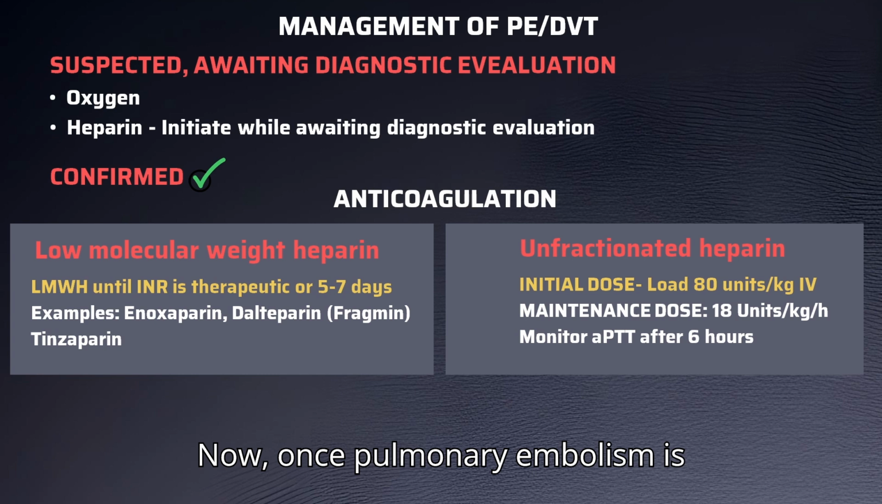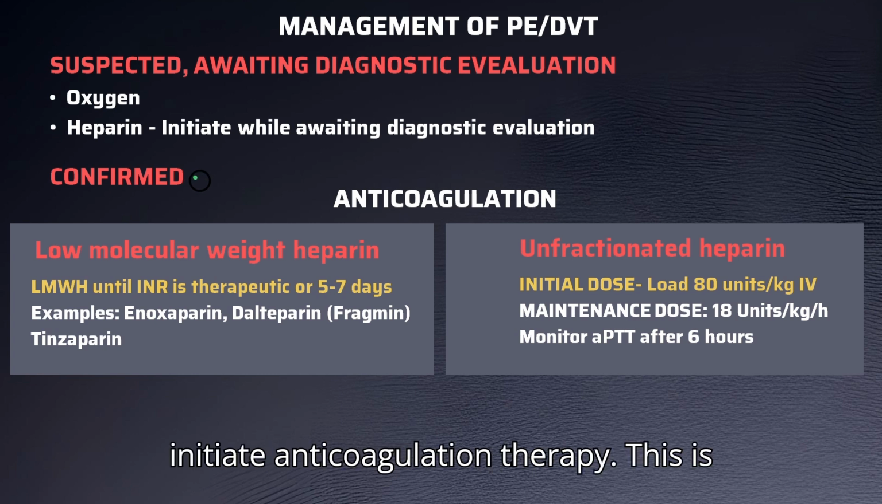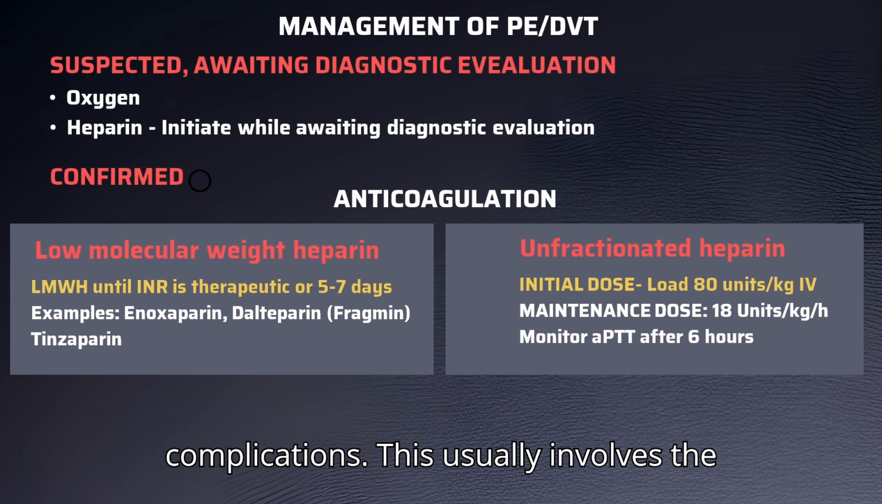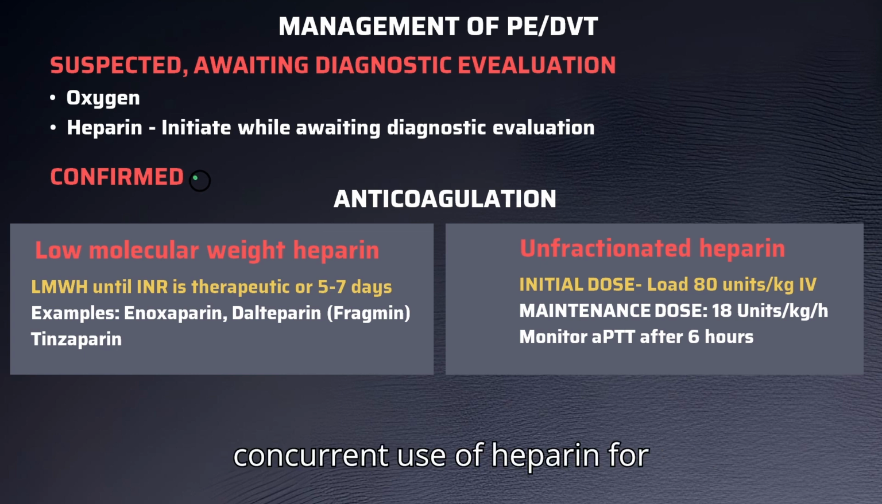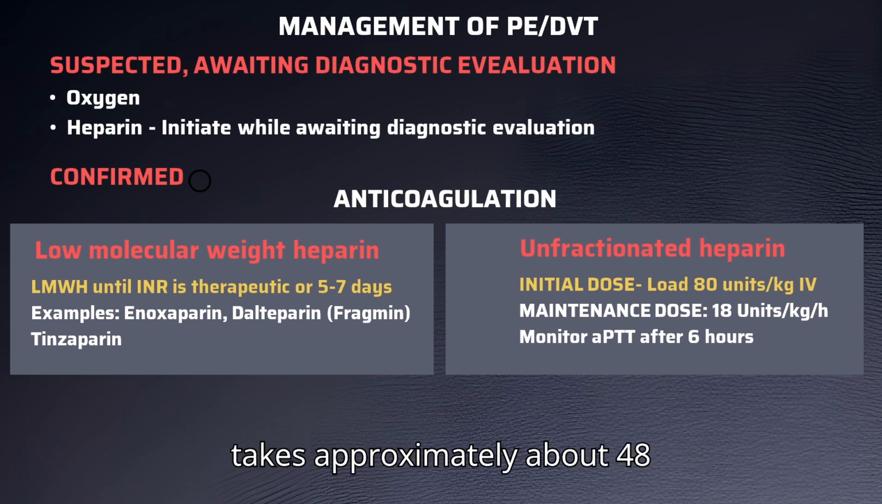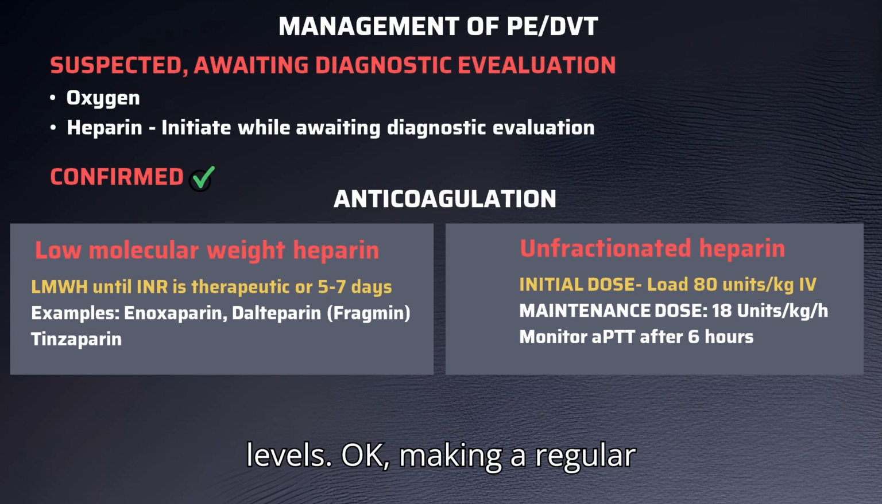Now, once pulmonary embolism is confirmed, then you need to initiate anticoagulation therapy. This is essential to prevent further complications. This usually involves the concurrent use of heparin for effective bridging with warfarin, which takes approximately 48 hours or longer to reach therapeutic levels, okay? Making a regular INR assessment very crucial.